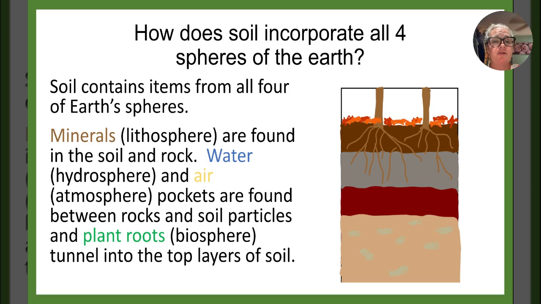There are also biological components to soil. Plant roots, obviously, but beyond that, there's a colony of microbial organisms that really create the power of soil.